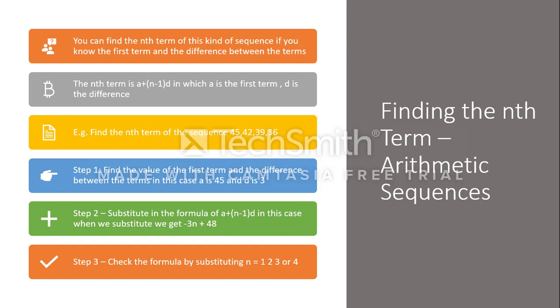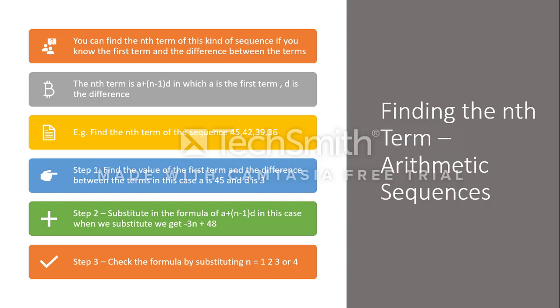Finding the nth term of arithmetic sequences. You can find the nth term of this kind of sequence if you know the first term and the difference between the terms. The formula for the nth term is a plus brackets n minus 1 brackets times by d, in which a is the first term and d is the difference. For example, find the nth term of the sequence 45, 42, 39, 36.